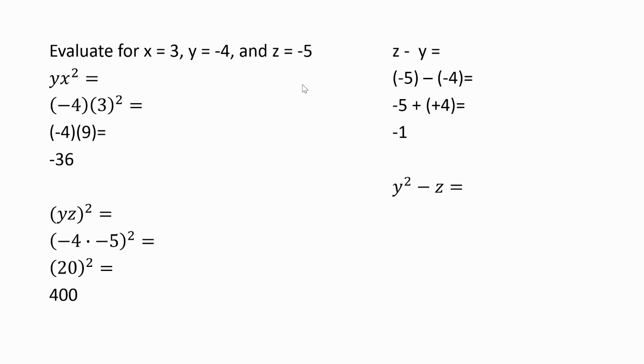Y squared minus z. So substitute everything in first using parentheses. All right, square it. Then I'll go ahead and add the opposite. I get 21.